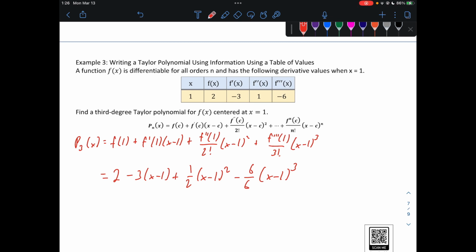Right. And that's perfectly fine. If you wanted to simplify it a little bit, you can. You don't have to. P3 of x would be good there. And actually, you could even leave this as 2 factorial and 3 factorial if you want. Since we're not actually doing anything with this, you could stop there and be done with it.